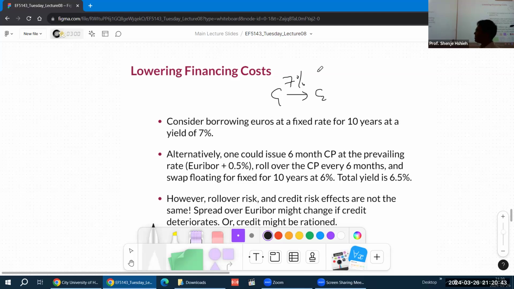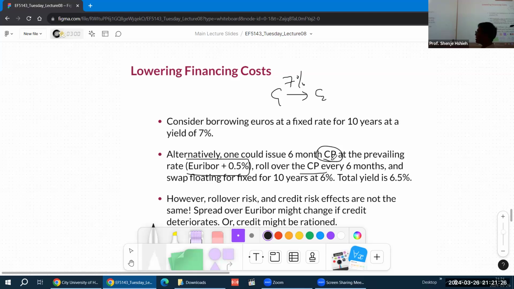So rather than doing that, you could convert this liability to the following. Imagine you found another way to convert this to a variable rate of Euribor. This is the European LIBOR, which is still used, so I won't change this. Euribor, but you would have to roll over this contract every 6 months. Right? So CP stands for commercial paper. That commercial paper just means uncollateralized borrowing. And here it has an interest rate of Euribor plus 0.5% that you have to potentially roll over every 6 months.